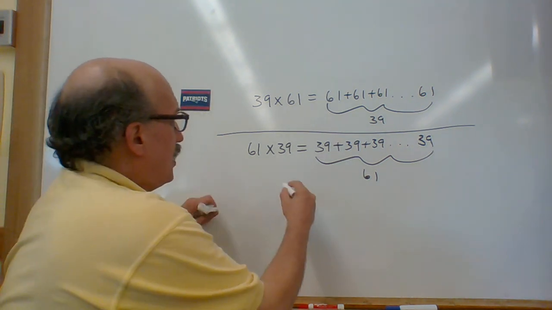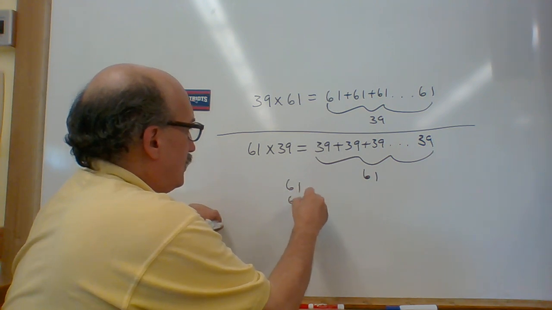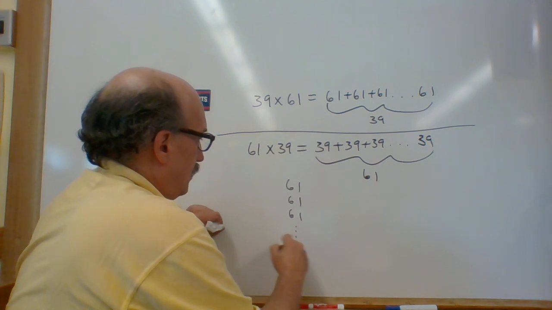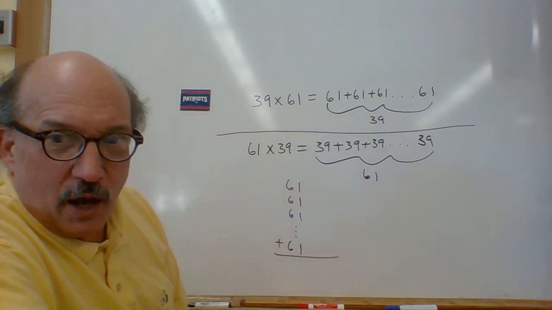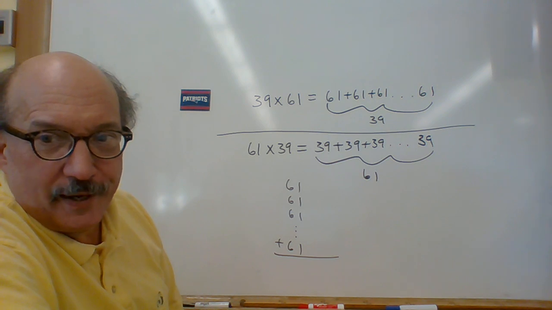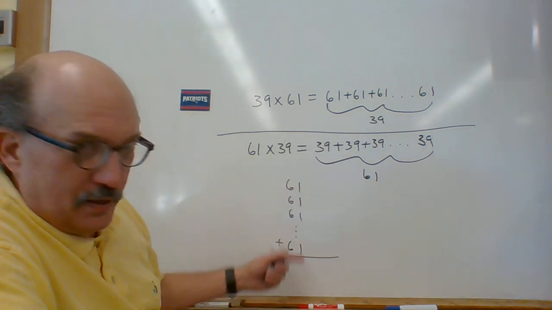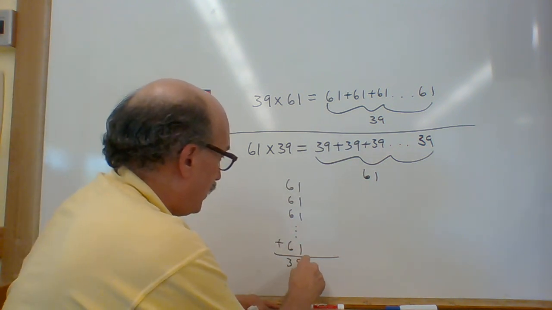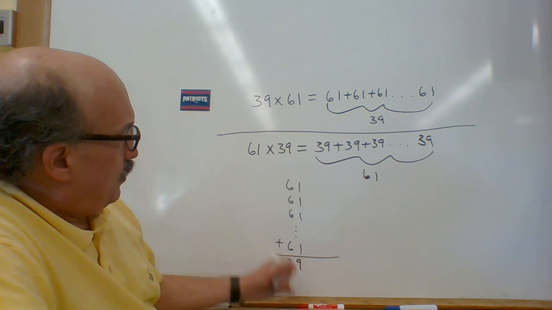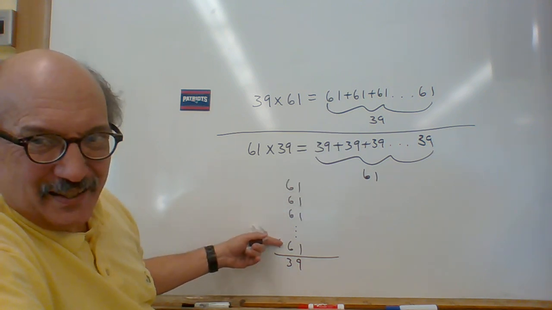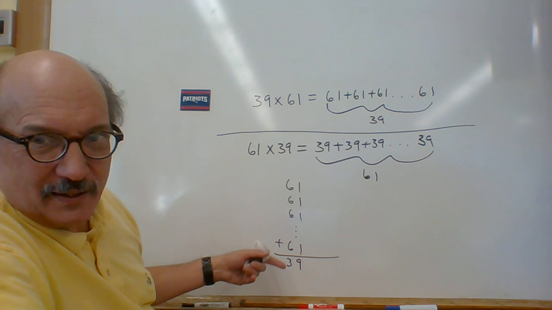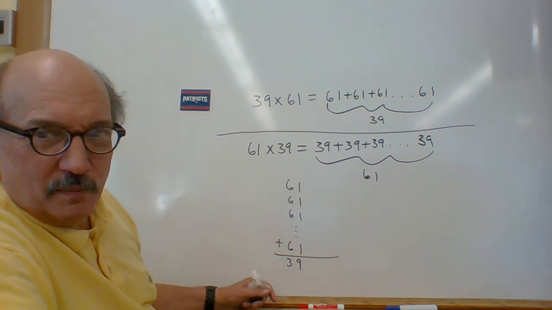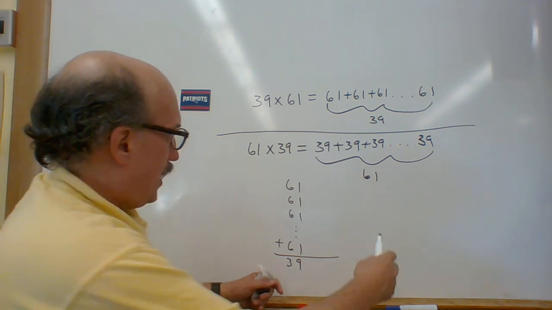If we think about it vertically, like this, I'll just do it with the first one. Let's imagine we wrote out 39 61s and then we're going to add them together. Well, this is kind of easy here because adding up 39 ones would give us 39. And then we would have to add up 39 60s. Well, you can see the distributive property at work there.